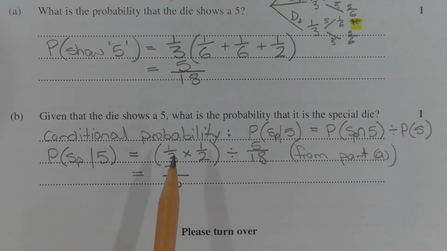And that equals 1 over 3 times 1 over 2 divided by 5 over 18. And this comes from Part A. And that equals 3 over 5.